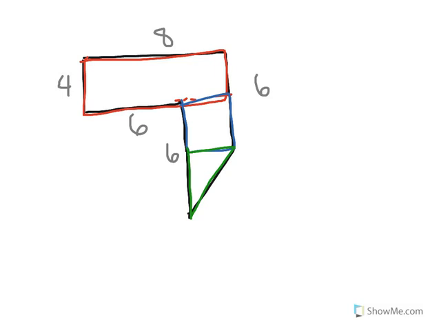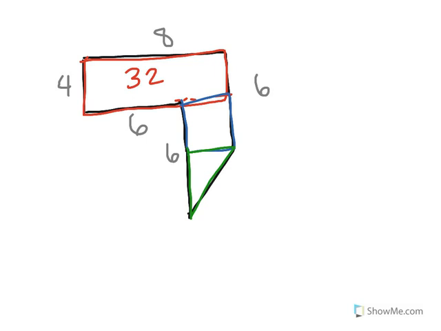Some will be easier than others. You have to use a little bit of logic because not all of the measurements are given to you in a very straightforward fashion. So let's start with the easiest one, this big red rectangle. It's 8 units long, 4 units tall, so if I do base times height, I get 8 times 4, which is 32. Piece of cake, I got that one.